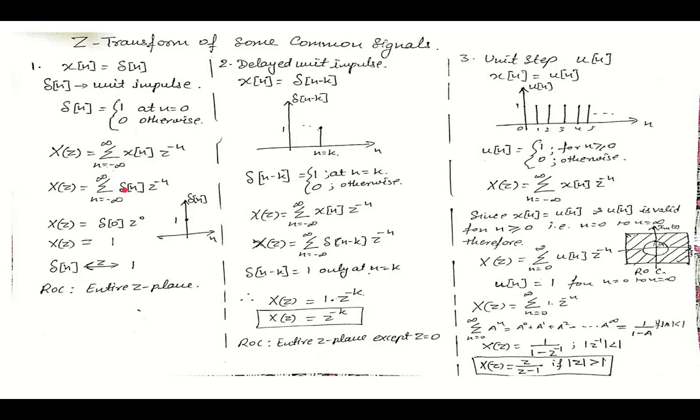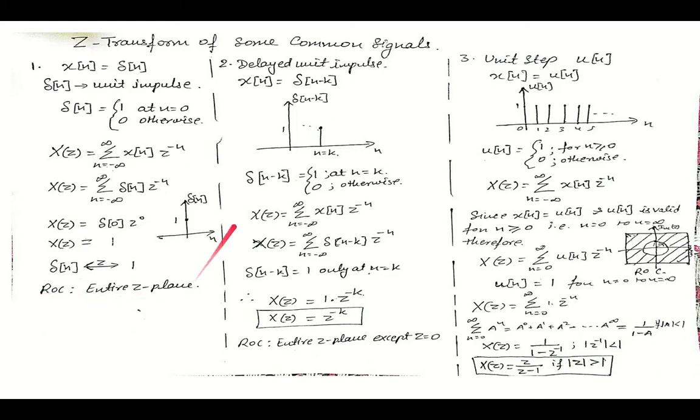Now this δ[n], as we have noted, is valid only for n equal to 0. So we can put δ[0] into z to the power 0. The value of δ[0] is 1 and z to the power 0 again is 1. So my Z transform will be 1. The Z transform of δ[n] is 1, and the ROC will be the entire Z plane.